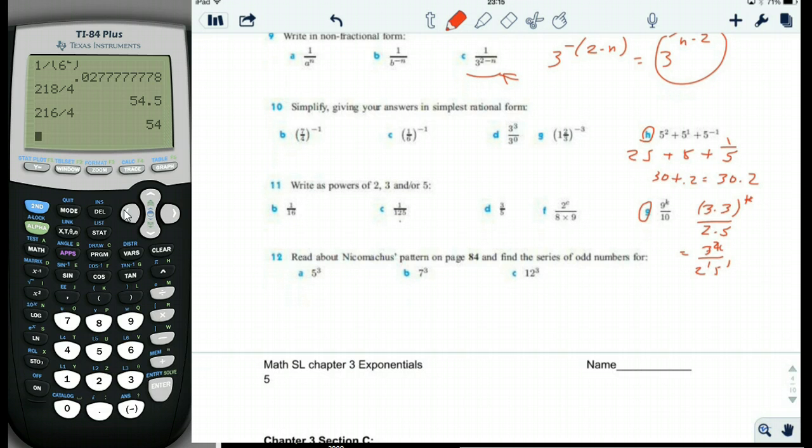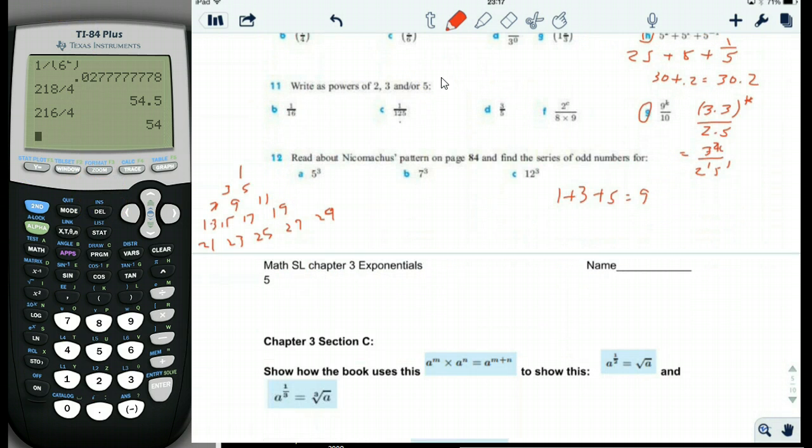Read about Nicomachus's pattern on page 84 and find the series of odd numbers for 12 to the third, 7 to the third. If you remember, that was just saying that if you take consecutive odd integers, that makes a cube, or something like that.